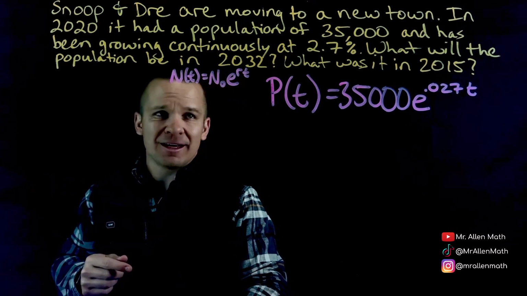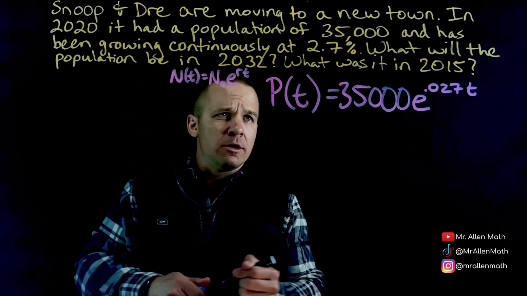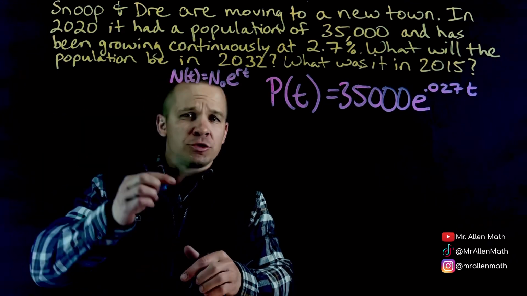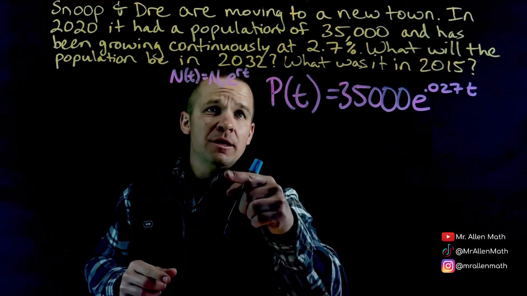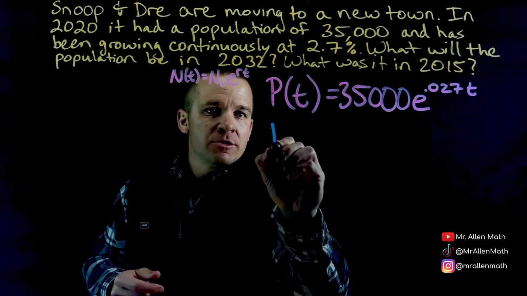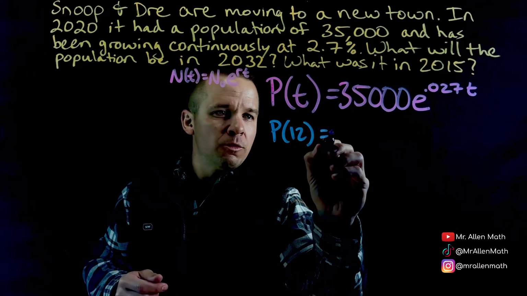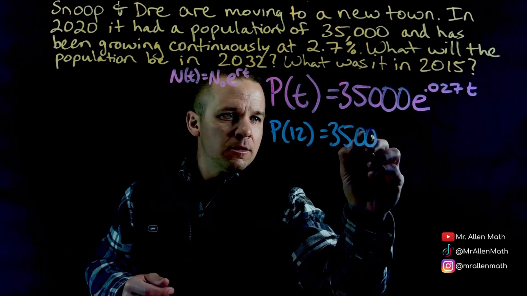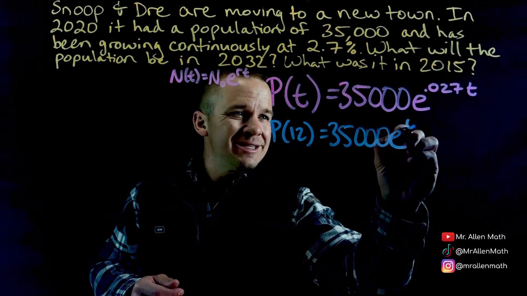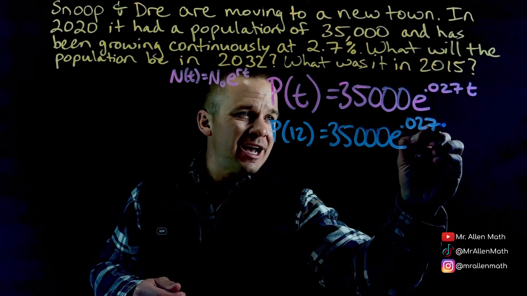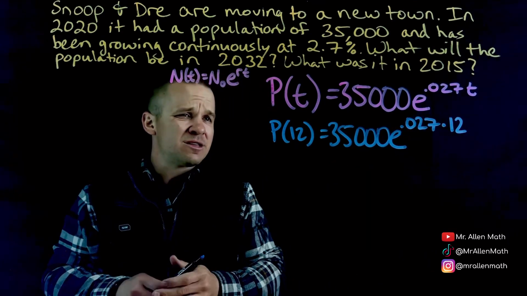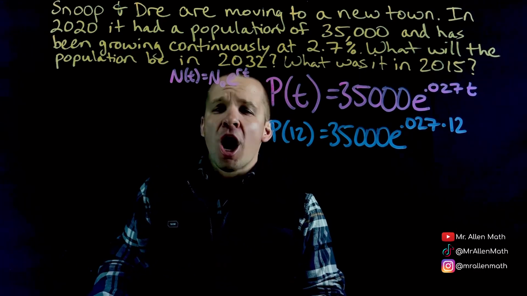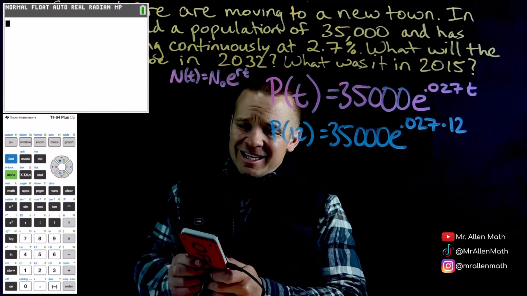Awesome, fantastic. Now, we want 2032. How many years after 2020 is that? That's going to be 12 years. So P of 12 equals 35,000 e to the 0.027 times 12. Oh my goodness, how am I going to do this? I can't do this in my head. I got to bust out that TI-84.